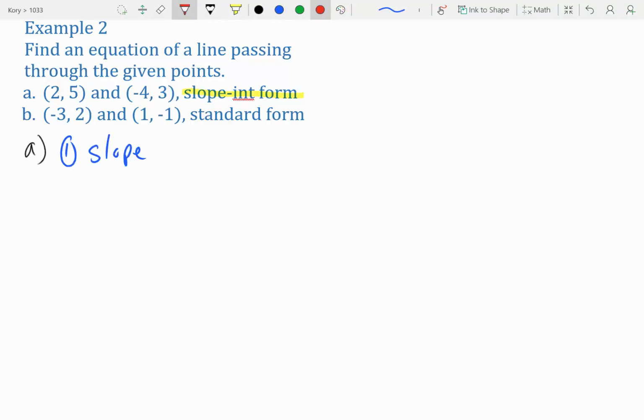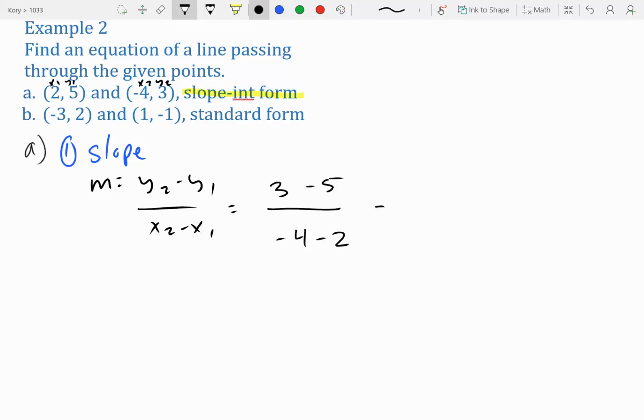They give us 2 points. So since they give us 2 points, we need to use m equals y2 minus y1 over x2 minus x1. So we have x1, y1, x2, y2. So we have 3 minus 5 over -4 minus 2. 3 minus 5 is -2. -4 minus 2 is -6. We're going to reduce this. Negative and negative become positive, and we can reduce this by 2 to get 1 over 3. So our m is 1 over 3.